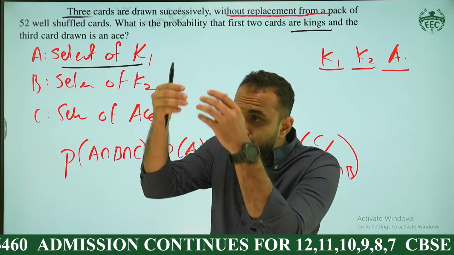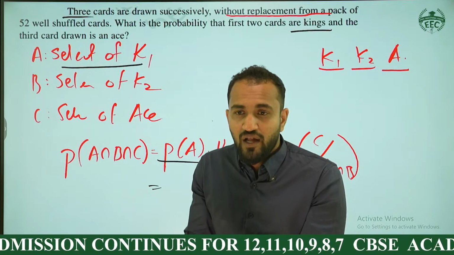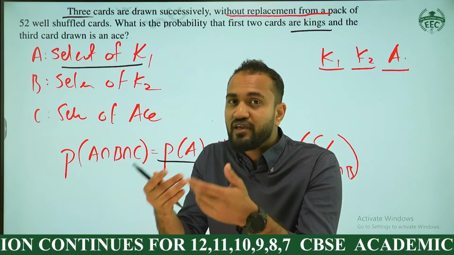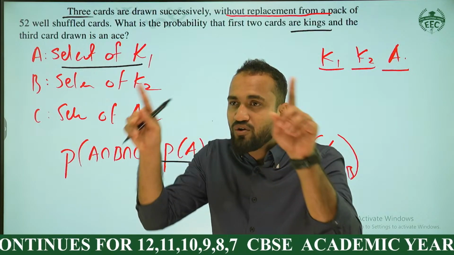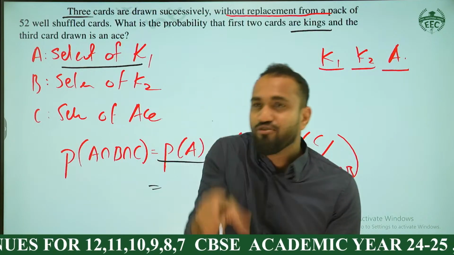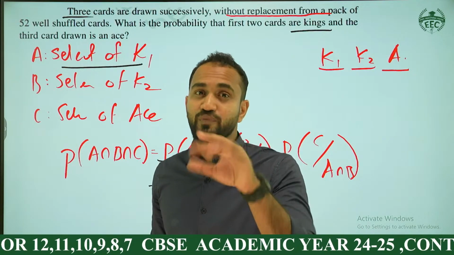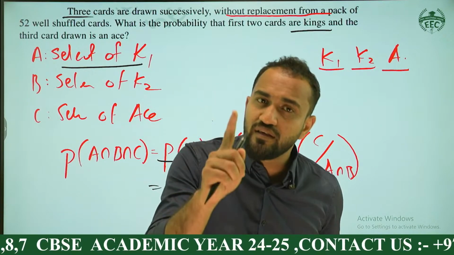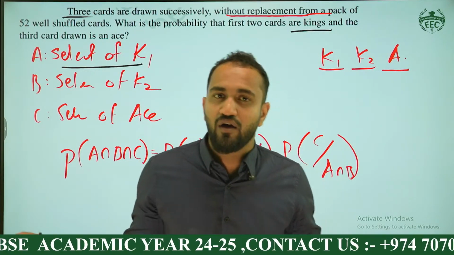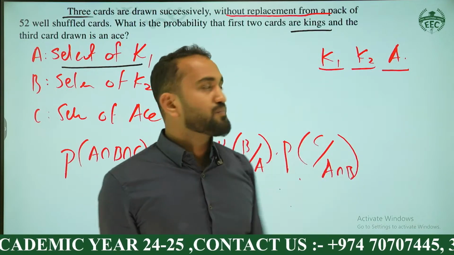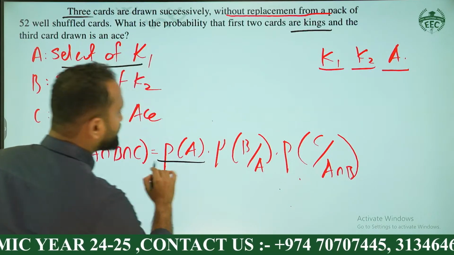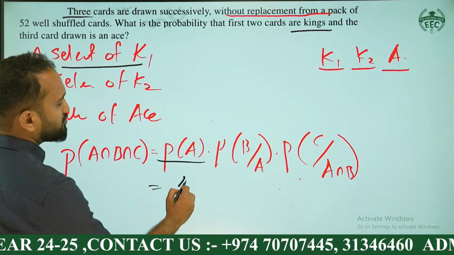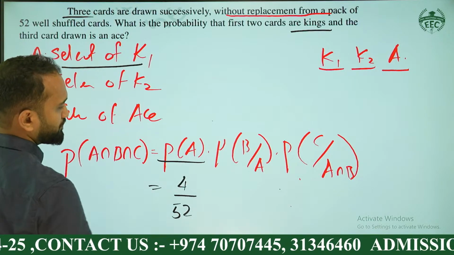Remember, if this is the picture in one suit, tell me the number of face cards in the deck of 52 cards which contains 4 suits, which will be 4 into 3, which is 12. So how many kings will be there? There will be 1 king in 1 suit, so 4 suits will have 4 kings. So what is the probability of selection of the first king? King number 1 will be 4 by 52.